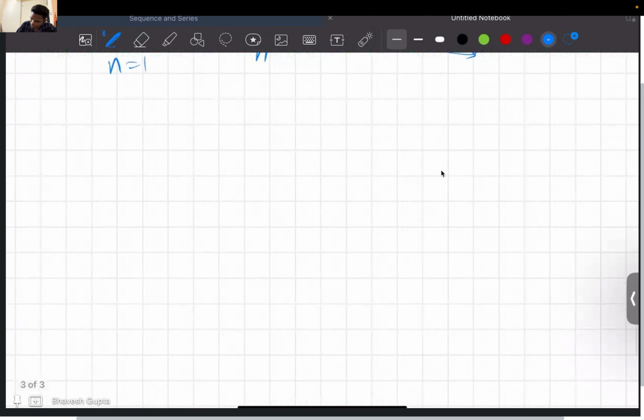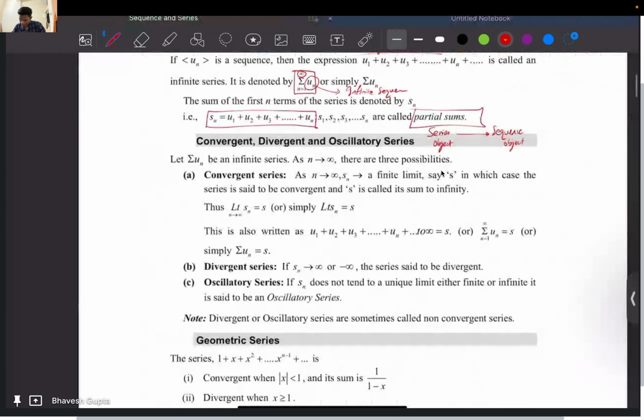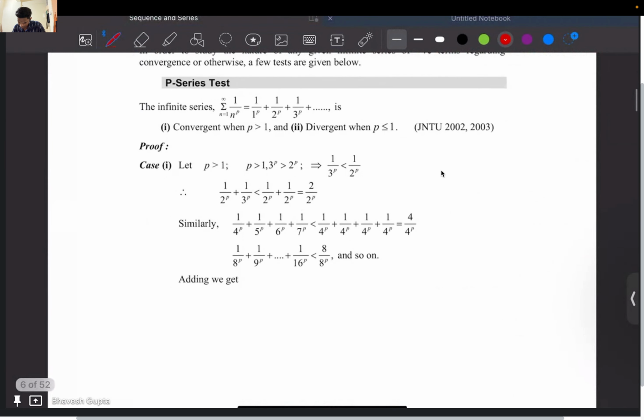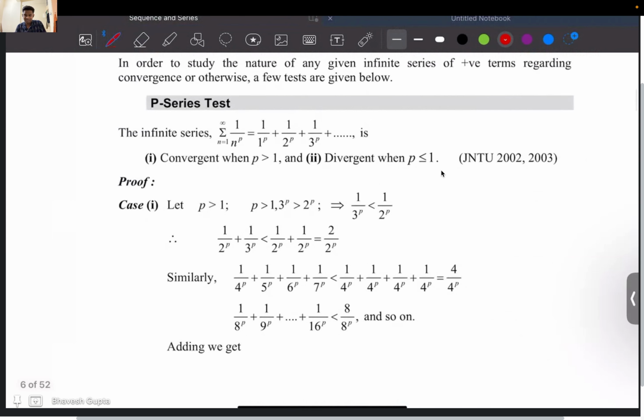There is one result you need to remember. Maybe you can prove it. You will find this in every book. You can also find this over here as well. I can show you that. This is a very, very important result: the p-series test. You can see that you have this infinite series, and this series turns out to be convergent only when p is greater than 1. Otherwise, it is divergent.